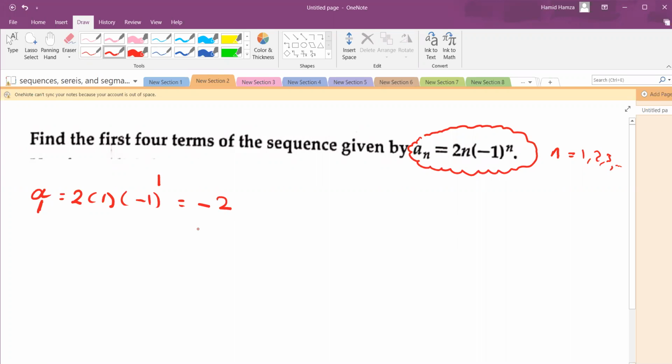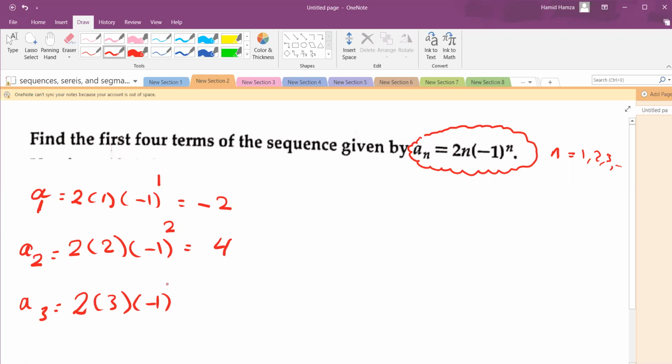Then I'll find the second term by putting n equals 2. So A2 equals 2 multiplied by 2, multiplied by negative 1 raised to power 2. So the answer will be positive 4. The third term equals 2 multiplied by 3, so each time I replace n by this number, multiplied by negative 1 raised to power 3. So the answer will be negative 6.